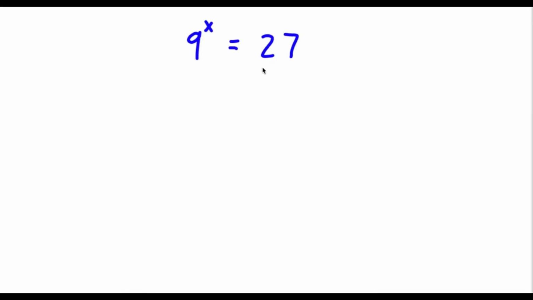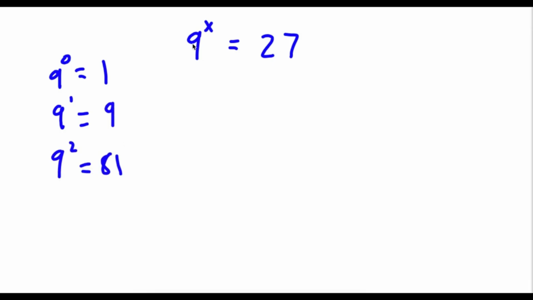And this may seem like a challenging problem because if you notice, if you take, let's say 9 to the power of 0, this is equal to 1. 9 to the power of 1, this is equal to 9. And 9 to the power of 2, this is equal to 81. Meaning, x in this case would be either a fraction or also a decimal, because it can't be a whole number.